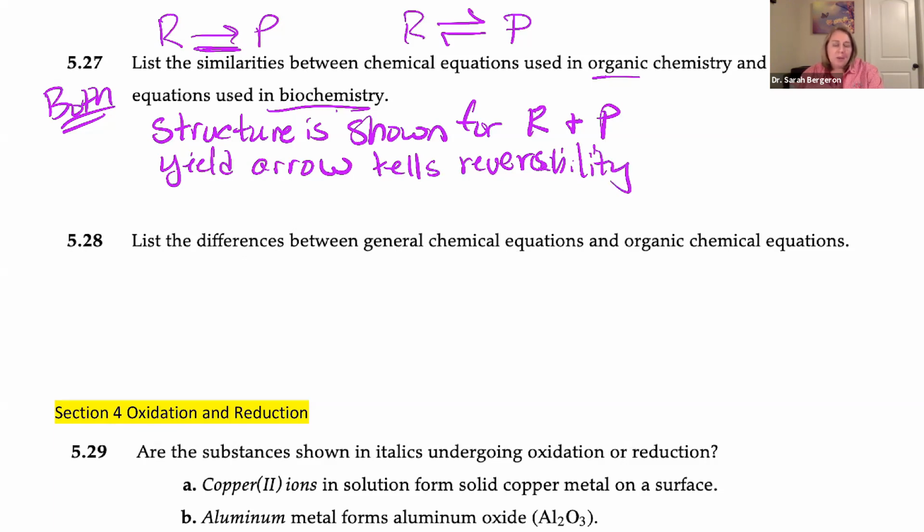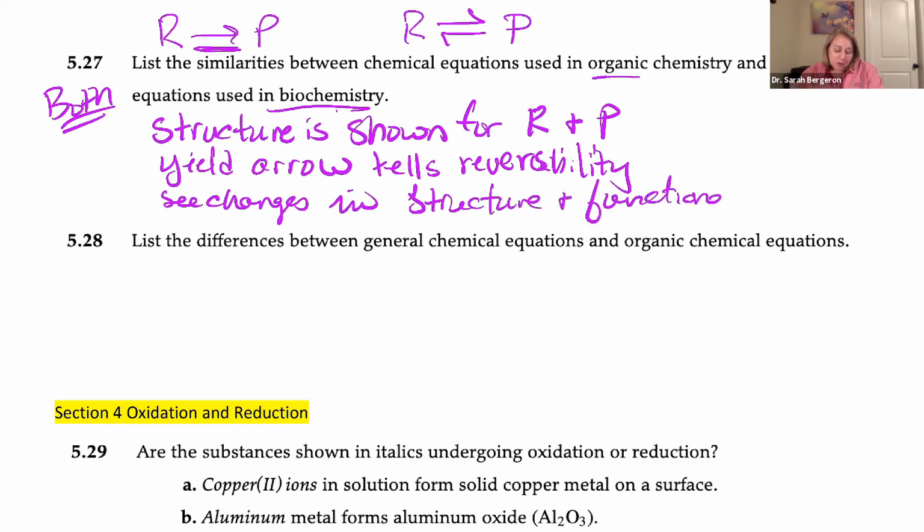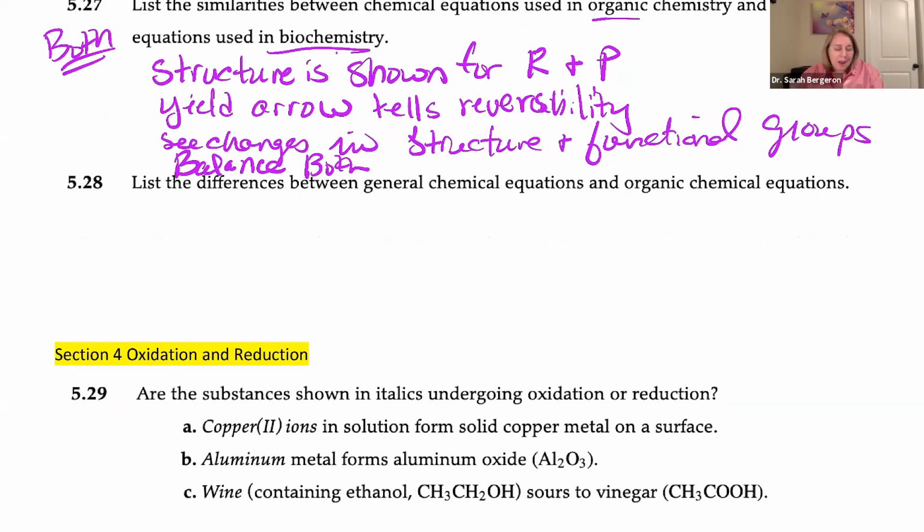What else do we have? We also not only want to see the structure, but we want to see the changes in the functional groups as well. So we want to see changes in both structure and functional groups. You're going to have to balance them both. So those kinds of things, those are all similar. And then in class, we will talk about how they are different. And that is the end of the section.